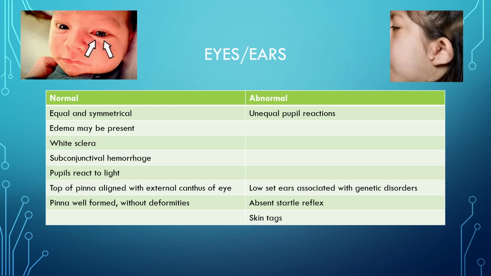When we're looking at the ears, the top of the pinna, so the top of the ear, should be aligned with the external canthus of the eye. If it's lower set, this is a sign of Down syndrome or other genetic disorders. The pinna should also be well formed without deformities. In a full-term infant, if you pinch the pinna down to the lower cartilage of the ear and you let go, it should spring back up.